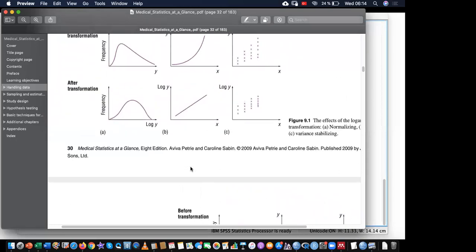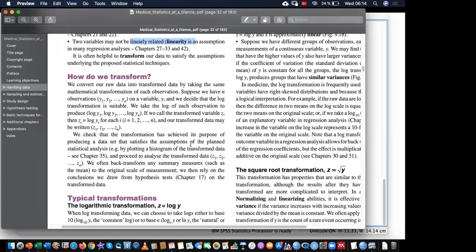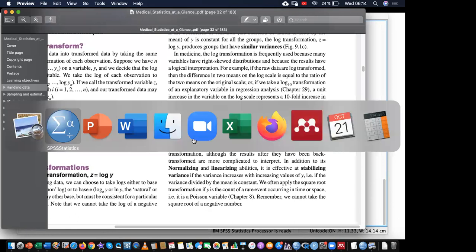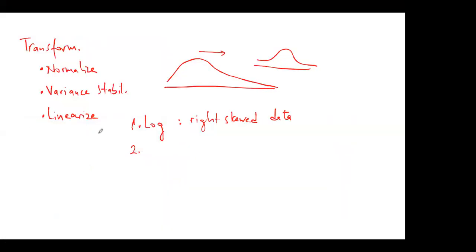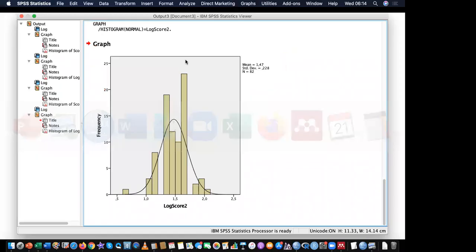The other commonly used transformation is the square root transformation. Let me write it here. Square root. So how was square root done? Square root transformation. You take the square root of the data. Shall I do it for our data?